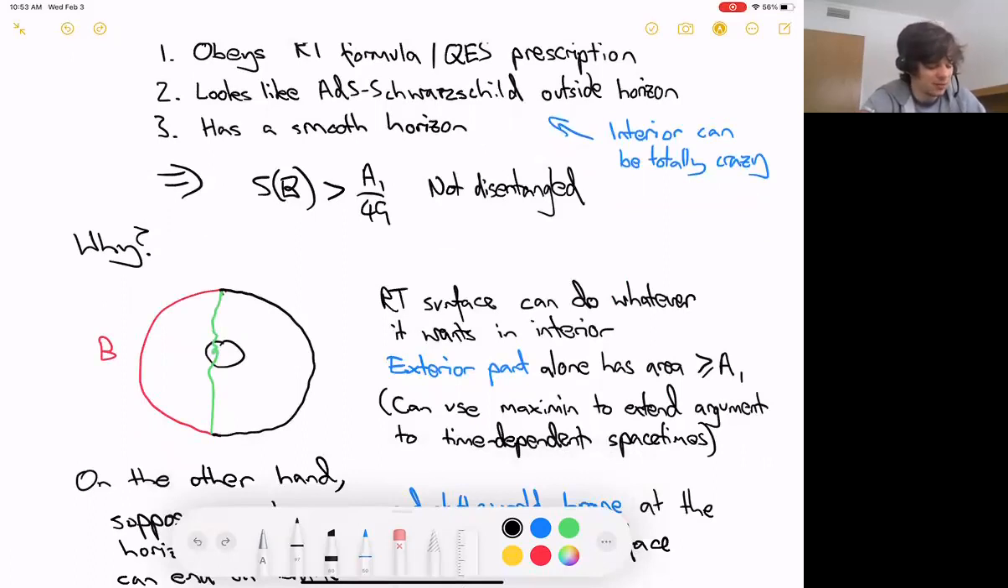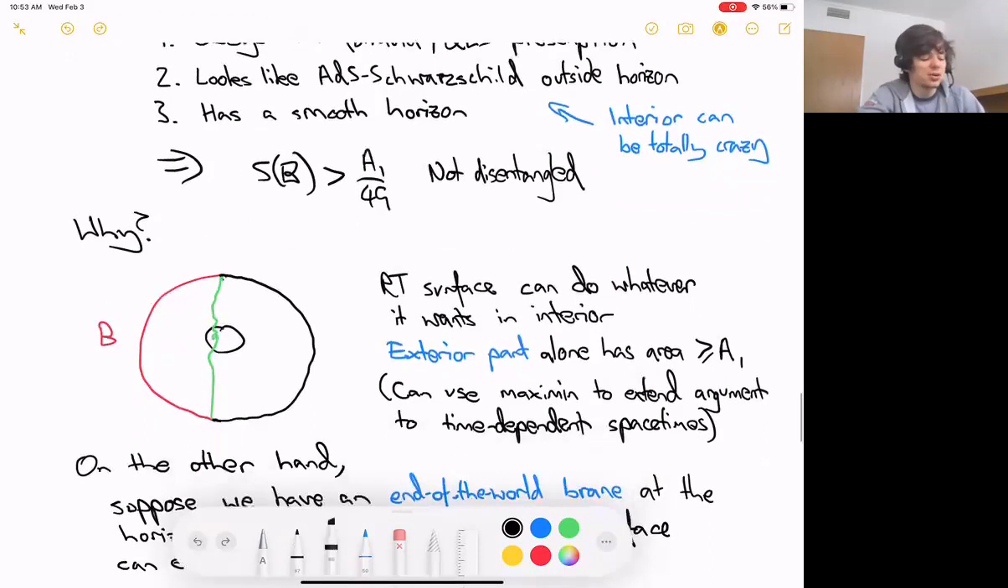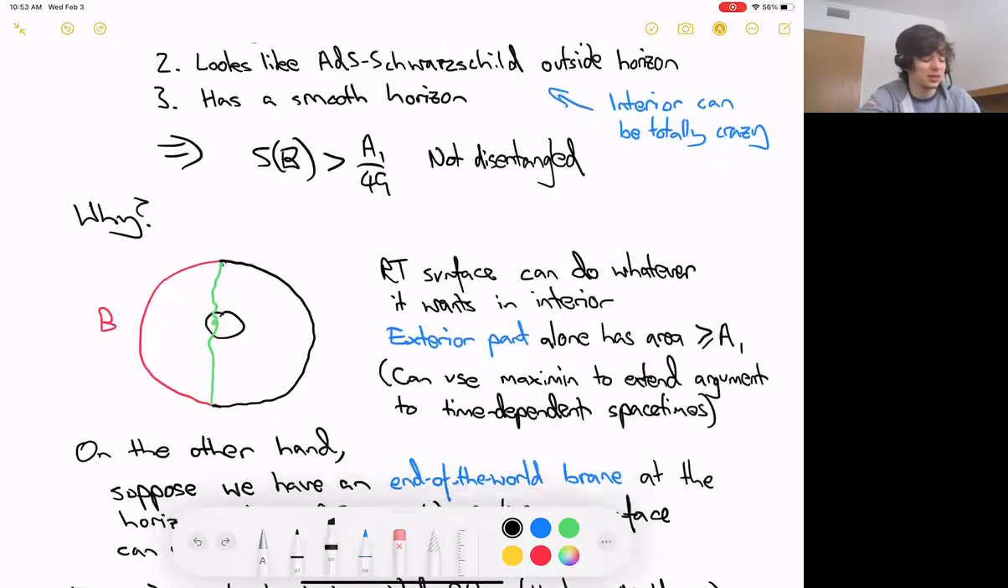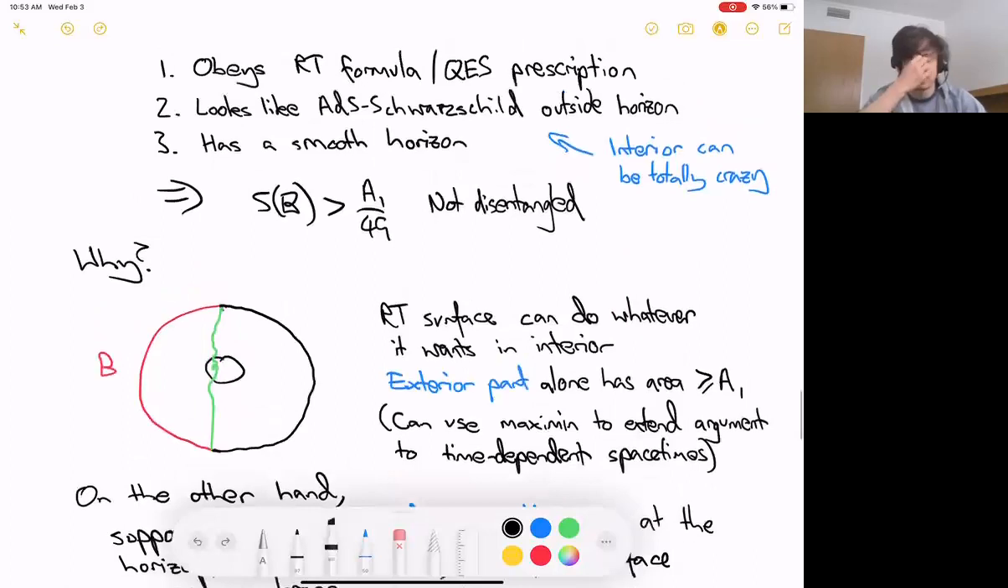Instead, we're just going to forget about that interior part and just look at the part that's in the exterior geometry. What you can show is that the exterior part alone is a surface that's homologous to the boundary region B plus part of the horizon, and the smallest such surface is the surface with area A1. So just the exterior part alone already uses up all the allowed area. If you have any smooth geometry in the interior, no matter what it does, that's going to take you above area A1. You're going to violate this bound. It's not going to qualify as a disentangled microstate.